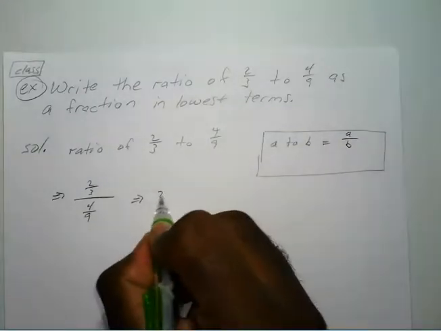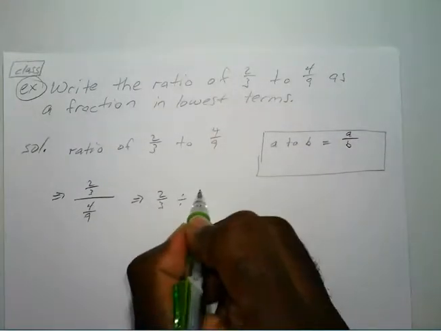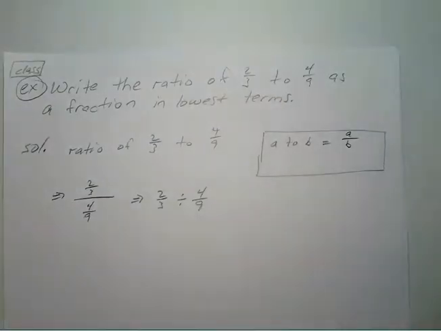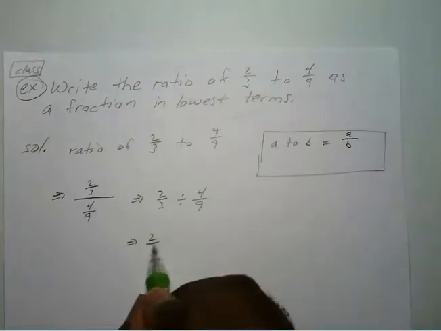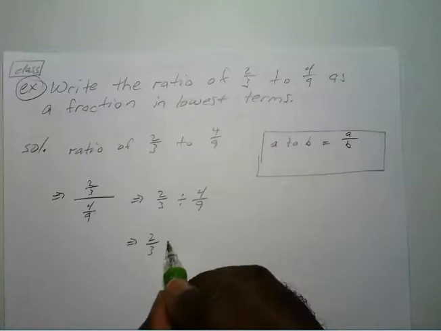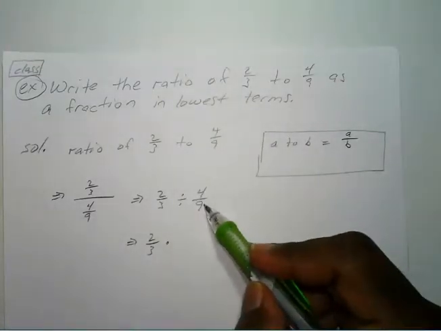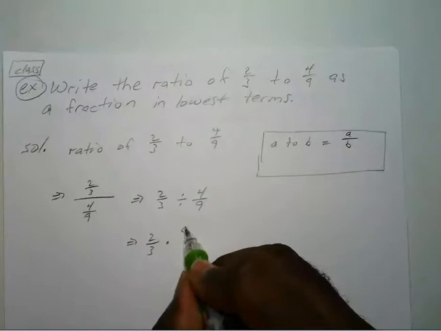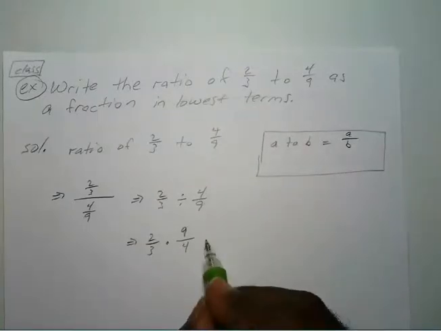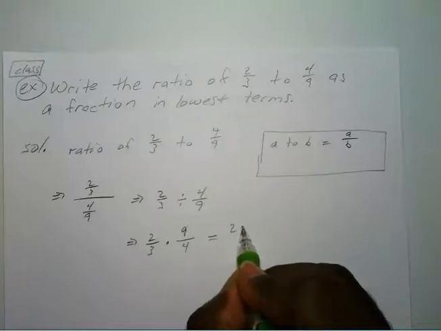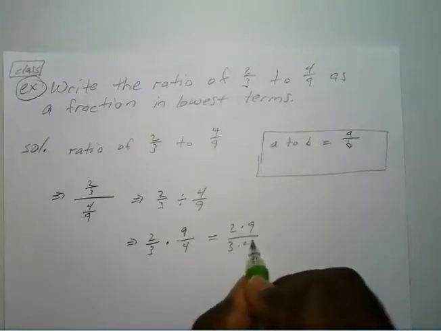So if we rewrite it as 2/3 divided by 4/9. Okay. Now what do we have here? We have division of fractions. So now we go through the steps for division of fractions. What's the steps? Well, we write down our first fraction, which is 2/3. Our division changes to multiplication, and then we flip the second fraction. So this 4/9 becomes 9/4. Okay, so we just go ahead and multiply across. So you have 2 times 9 over 3 times 4.